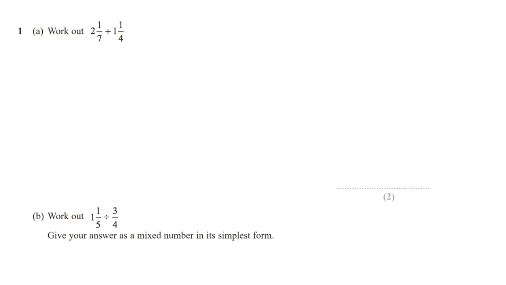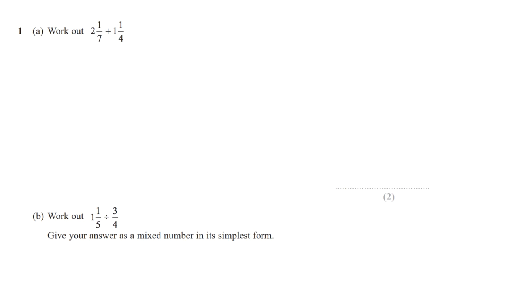This lesson we'll be just focusing on 1a and 1b. Work out 2 1/7 plus 1 1/4. So the first thing I like to do when I encounter a question like this is to convert the mixed numbers into an improper fraction.